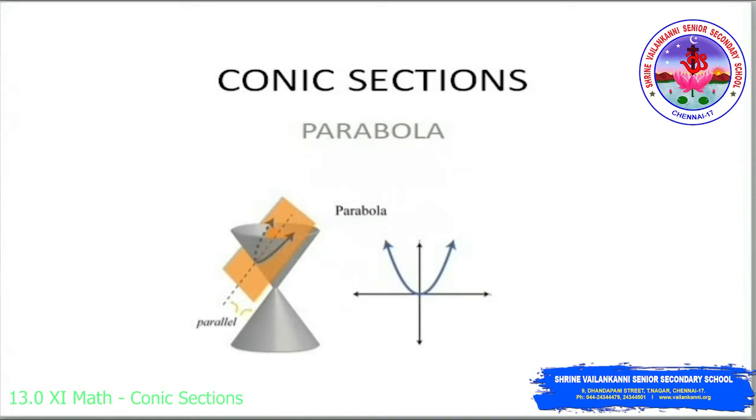Here, when beta equals alpha, the section is a parabola. Here we can say that the plane cuts entirely across one nappe of the cone. So this section is a parabola.